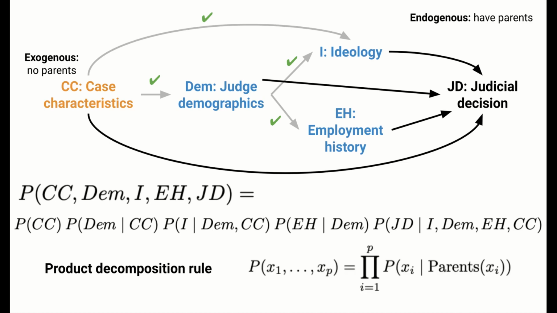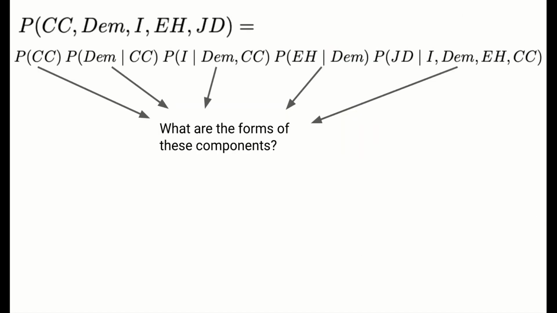To put the product decomposition rule in full generality, we can say that the joint distribution of a set of variables in a causal DAG is the product of the conditional probabilities of each variable given its parents. And for exogenous variables, which are parentless, this conditional probability is just a marginal probability. What we've done up to this point is to clarify the general probability structure of the joint distribution, but to complete the process of specifying the joint distribution, we would need to specify the forms of these probabilities.